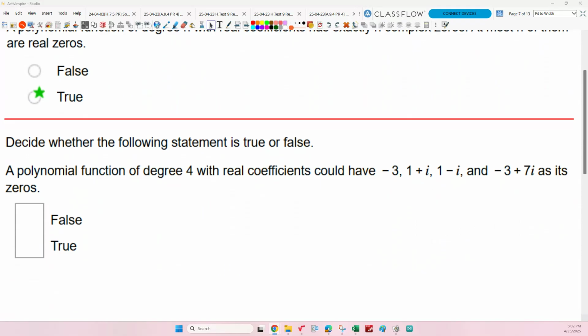It says they could have -3, 1 plus i, 1 minus i, -3 plus 7i as its zeros. Is that true or false? That's false. Why is it false? Because you already have 4, and you can't have more than the n, the degree.